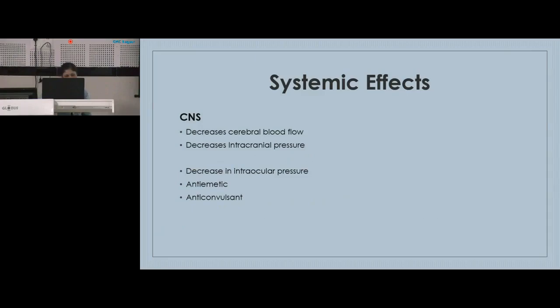On CNS, it decreases the cerebral blood flow and it decreases intracranial pressure. So it can be given to patients with head injury and increased intracranial pressure. It also causes decrease in intraocular pressure and can be given in patients of ophthalmic surgeries. It also has antiemetic property; 10 to 20 milligram IV can be given for that. Then it also acts as an anticonvulsant agent.